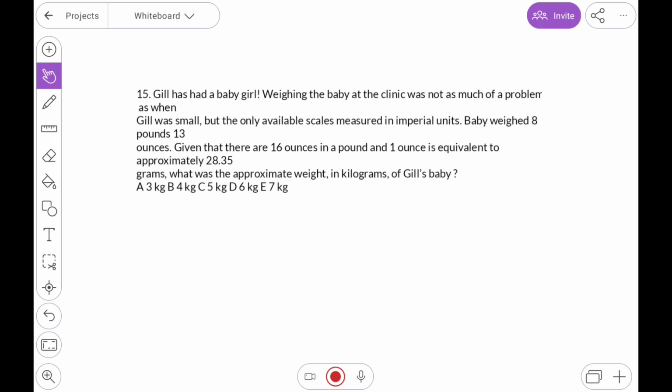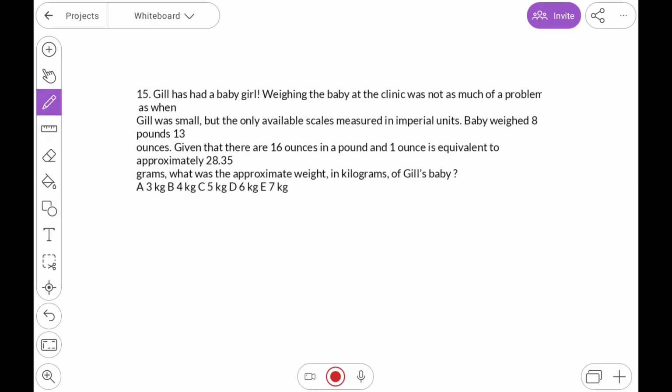Jill has had a baby girl. Weighing the baby at the clinic was not as much of a problem as when Jill was small, but the only available scales measured in imperial units. Baby weighed 8 pounds 13 ounces. Given that there are 16 ounces in a pound and 1 ounce is equal to 28.35 grams, what is the approximate weight in kilograms of Jill's baby? Did you know that Jill is actually a recurring person in JMC? You'll probably see her when you do your paper.